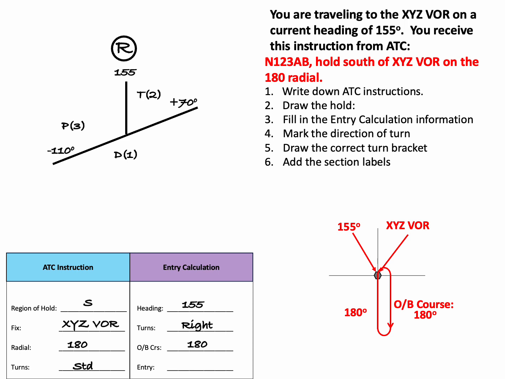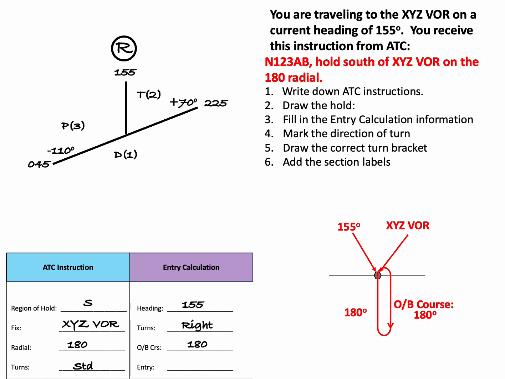After that, add 70 to the heading of 155 and label the teardrop direct boundary 225. Then label the parallel direct boundary by either subtracting 110 from the heading or subtracting 180 from the teardrop direct boundary to get 045. When I do these hold entry problems, I will often subtract 110 and then confirm my math by making sure the number I got is 180 degrees from the number I calculated for the teardrop direct boundary. Our sections are now complete.